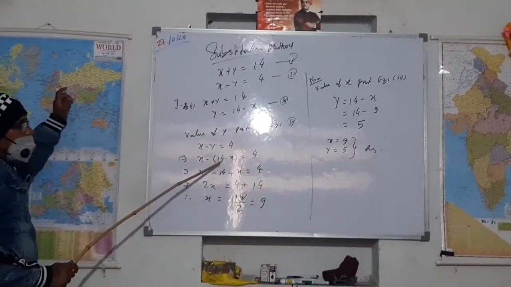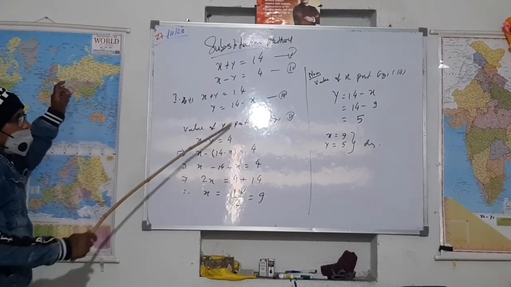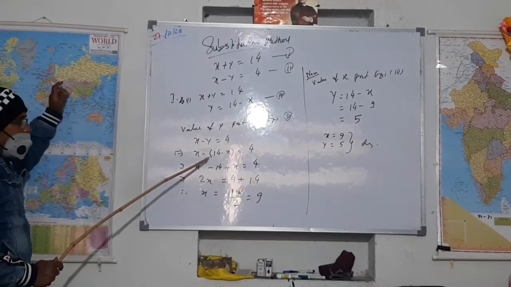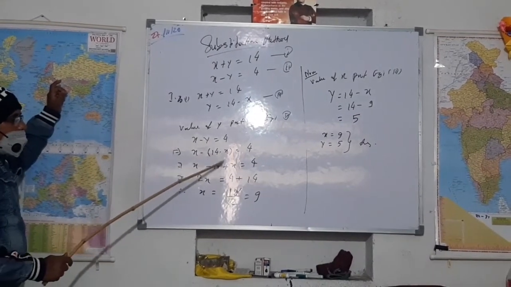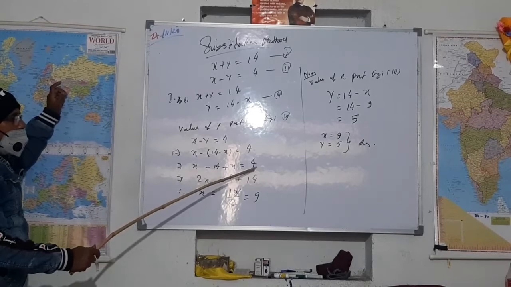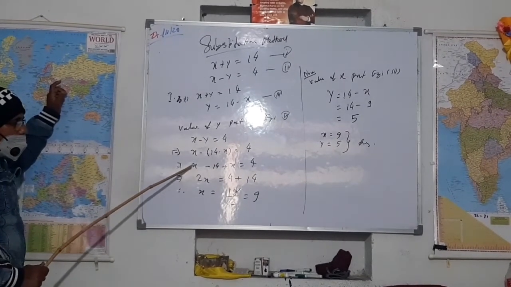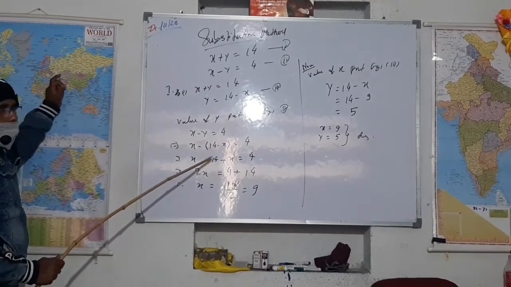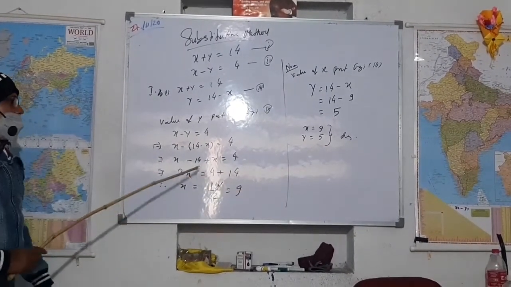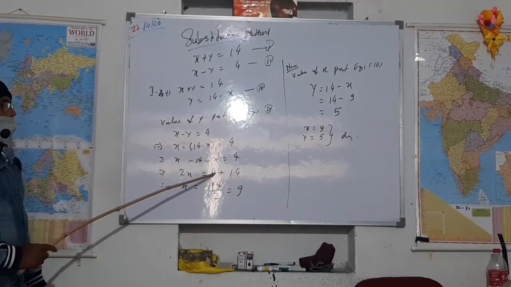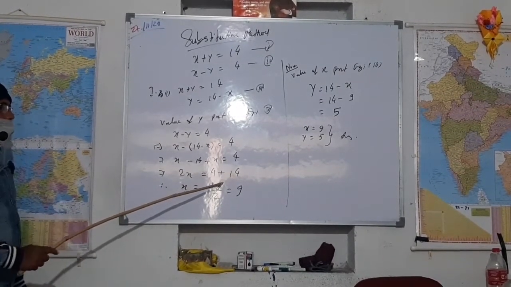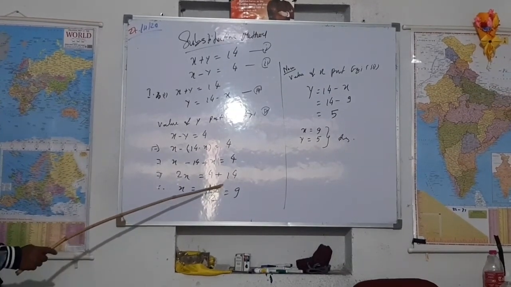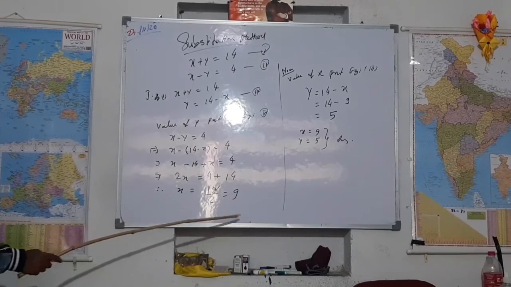x minus the y value, which is 14 minus x. The bracket means multiply, so minus times minus is plus, and x minus 14 plus x is equal to 4. Plus x and plus x is 2x. Minus 14 changes to the right side as plus 14. 4 plus 14 is equal to 18 by 2, and 2 nines are 18. The x value is 9.